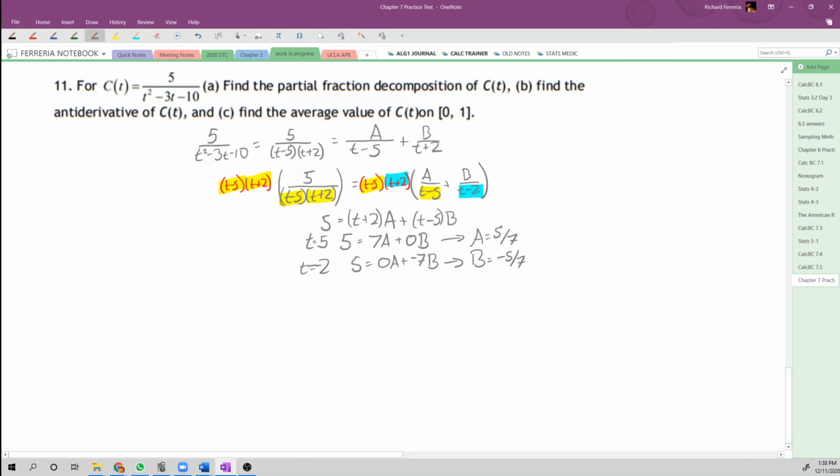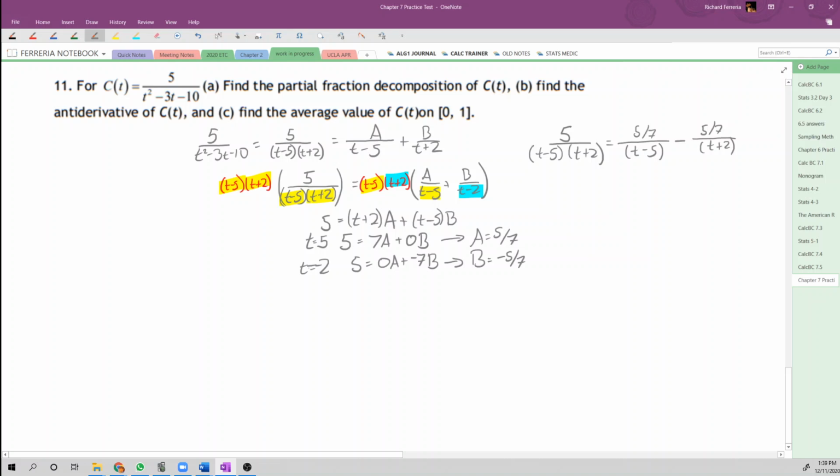Remember that just because these are positive 5 over 7 and negative 5 over 7, that's not a pattern you want to rely on. It's not always going to be positive and negative of the same value. So here's our partial fraction decomposition. 5 over t minus 5 times t plus 2 is 5/7 over t minus 5 minus 5/7 over t plus 2.